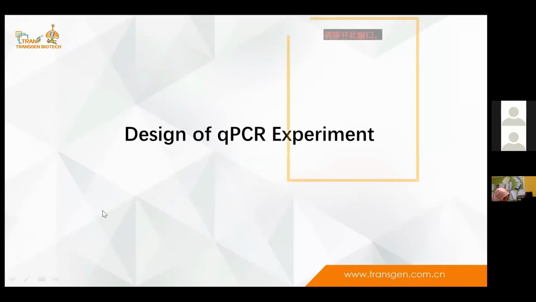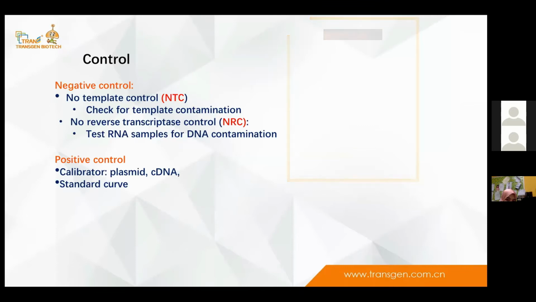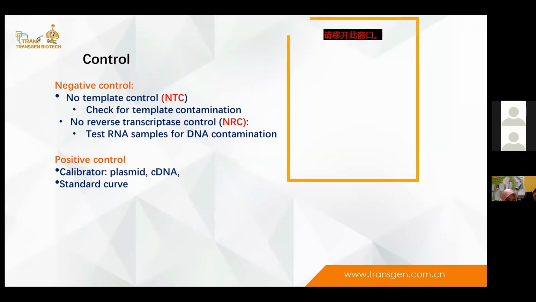After we have prepared all the primers and cDNAs, the last step is to design our qPCR experiment. When we do a biological experiment, the control is always considered first. There are two kinds of control: the negative control and the positive control. For the positive control, we can use plasmids, cDNAs, or standard curves. It shows the system can work very well. The other is the negative control, which shows our system worked very precisely and the result can be reliable.